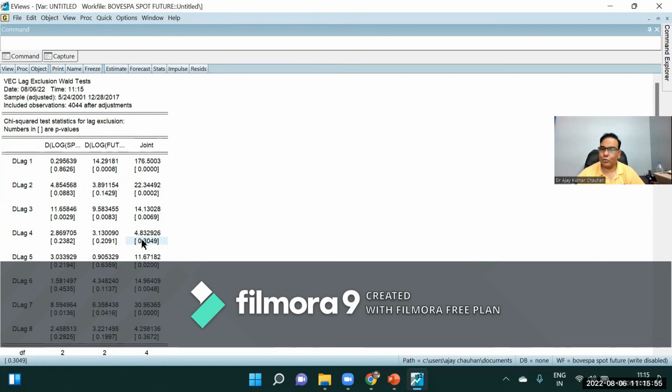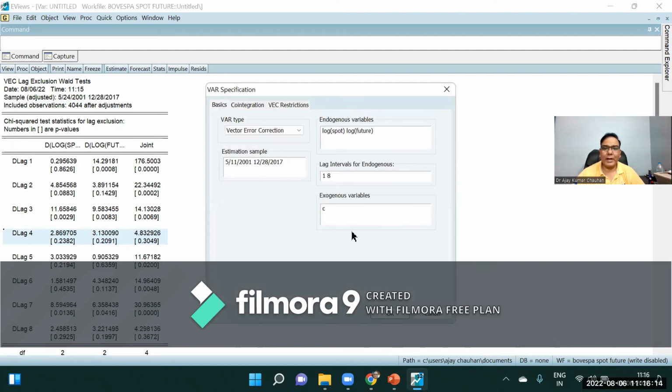Because this is significant, this is significant, they are by chance. So we have to stop at lag 4. So how many lags do we have to select? Only 3, because at 4 the joint probability is insignificant. So I am converting the lag to 3. In this way, first of all, we have to decide the lag length criteria in VECM.